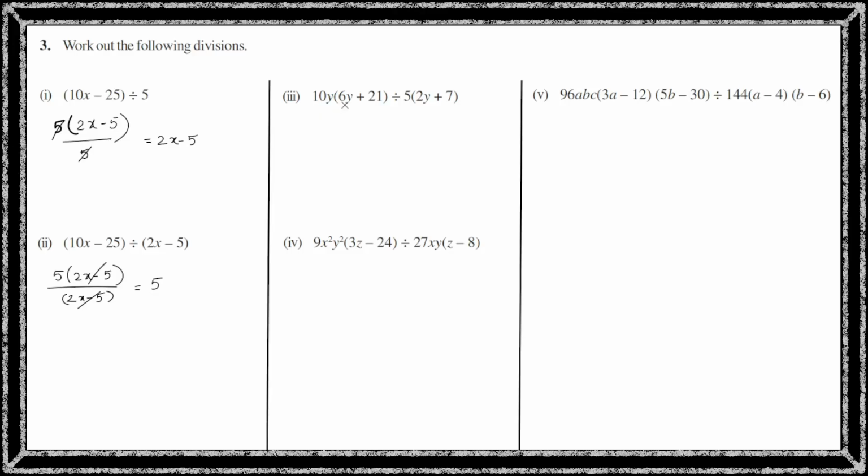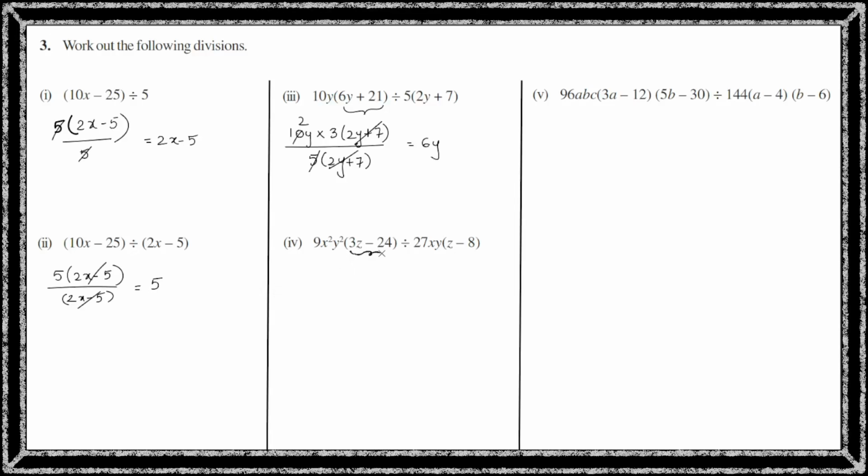Okay. Now here you can see that in this binomial 3 is common, right? So I'm going to bring that outside the bracket. So I'm going to have 10y into 3 times of 2y plus 7, right, by 5 times of 2y plus 7. Now this monomial 2y plus 7 is common. I'll cancel it. 5 2s is 10. So now I have 6y left. So that is my answer.